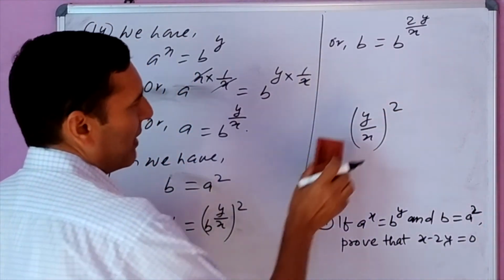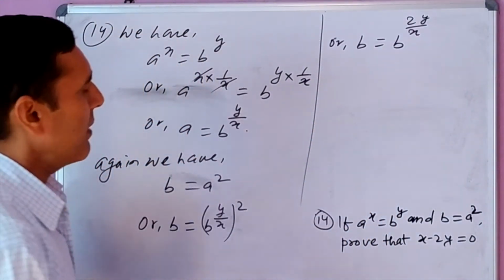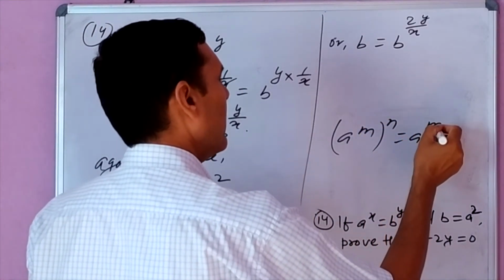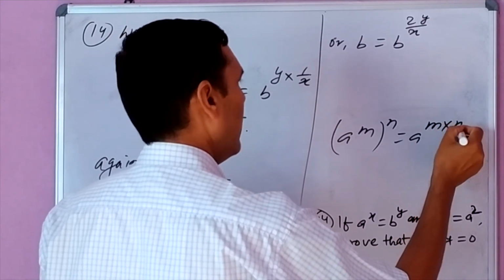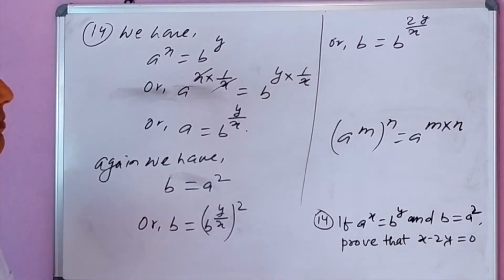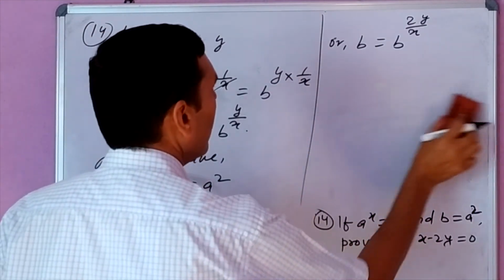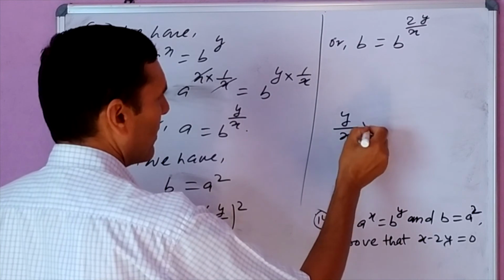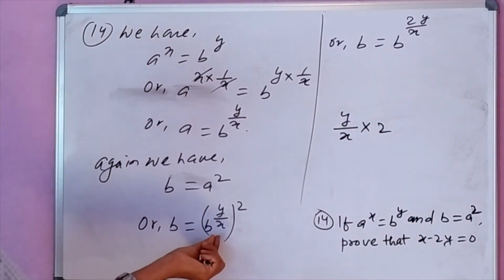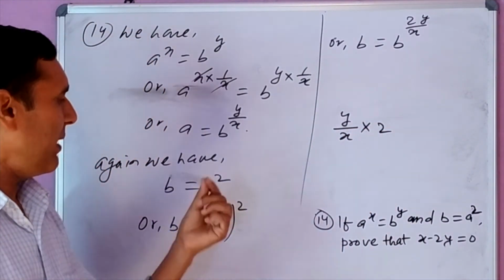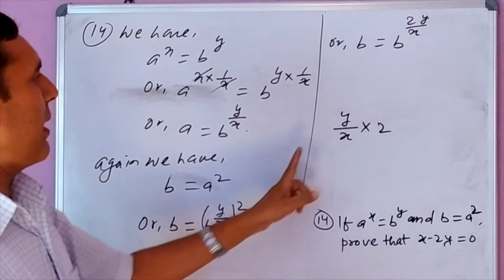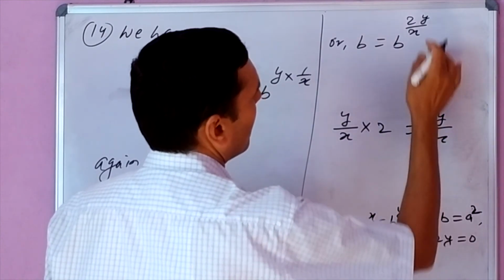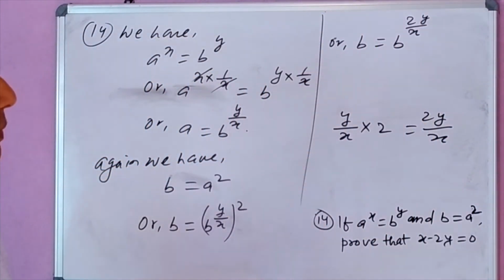The powers are multiplied together. Always, if we have a to the power m whole to the power n, this is a to the power m into n, a to the power mn. So this is y upon x into 2. One power of b is y upon x, another power of b is 2. So when y upon x and 2 are multiplied together, simply it is 2y upon x. So I have written here b to the power 2y upon x there.